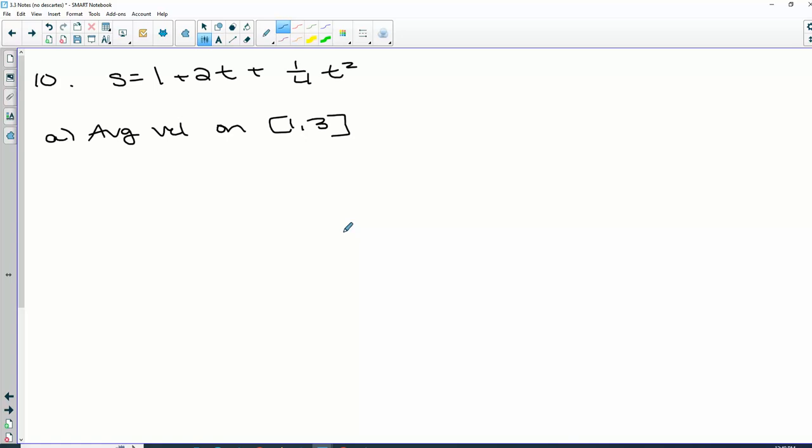Alright. Average velocity means we have to find what? I gave you an interval. Those are both your x, or in this case, your t values. So you have to plug them in to get your y. So if I put in a 1, 1 plus 2 plus 1/4, so 3.25. If I put in a 3, 1 plus 6, so we're at 7, plus 9/4, so 9.25. Is that what you got? Yes. Just get it in fraction form. Yeah, 37/4. That would be the same.